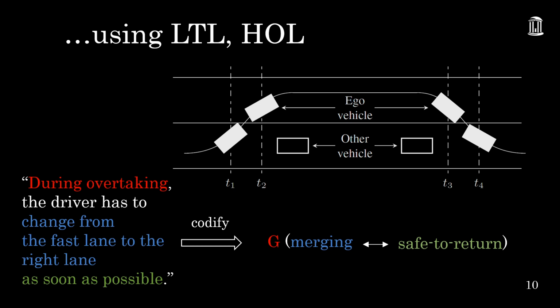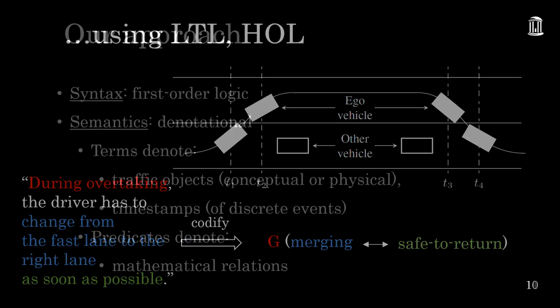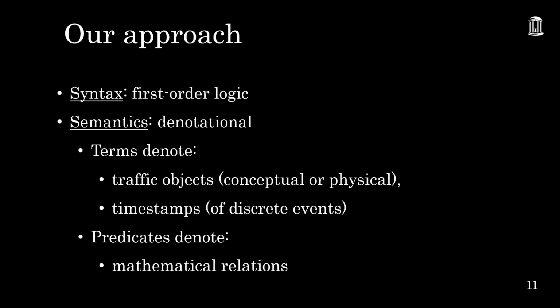To elaborate a little more on LTL, consider this example when the ego vehicle wants to overtake the other vehicle on a highway. In this rule, the predicate change has object parameters fast lane and right lane. But in the formal version, this structure is not present. Instead, we just have a propositional variable merging. Therefore, we adopt first-order logic to formulate the rules.